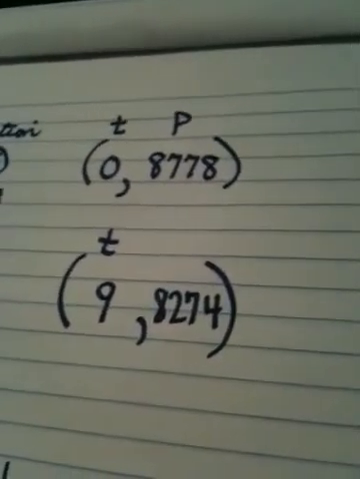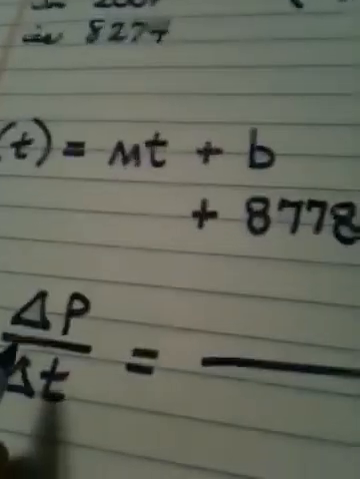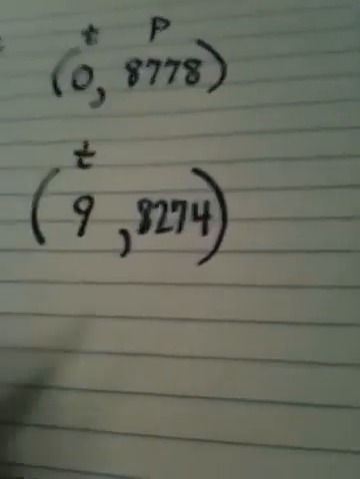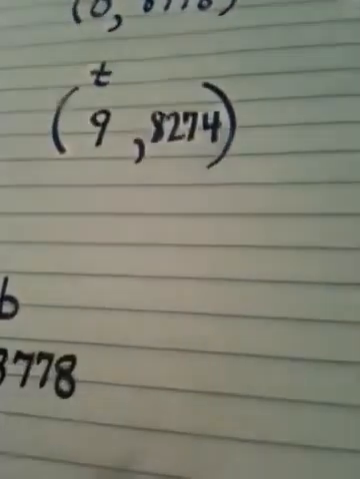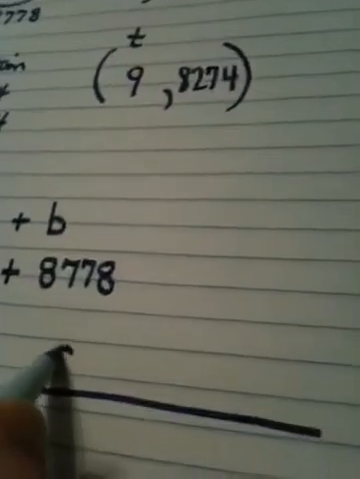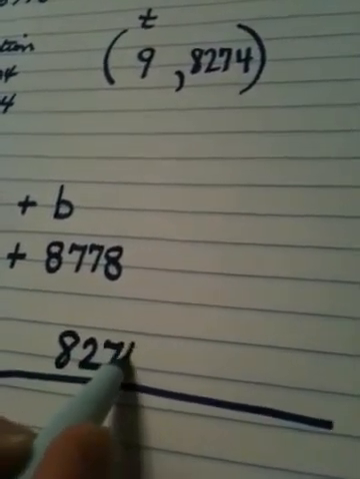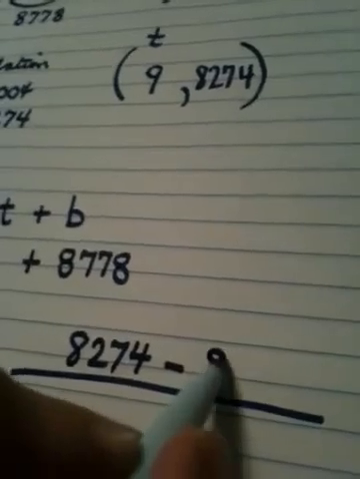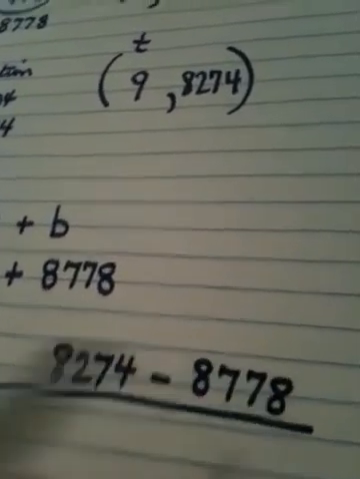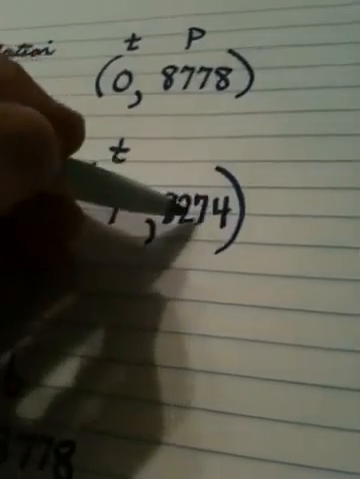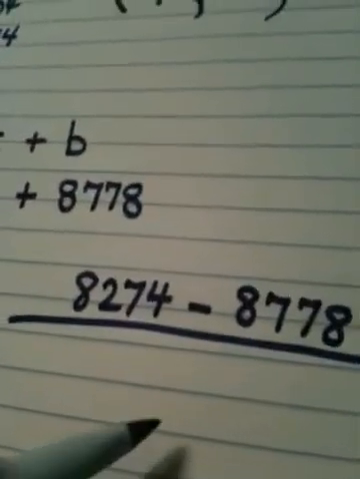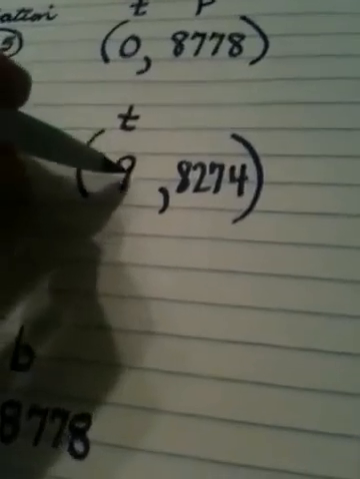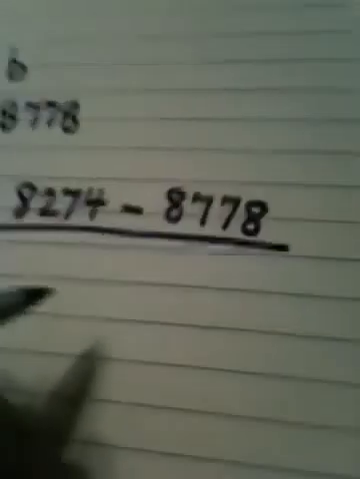I subtract. Change in P, I subtract these two numbers. So I'll start with 8274 and I'll subtract 8778. So I did this output value minus this one. Now I need to do the bottom in the same order. So I'm going to have to put 9 minus 0.